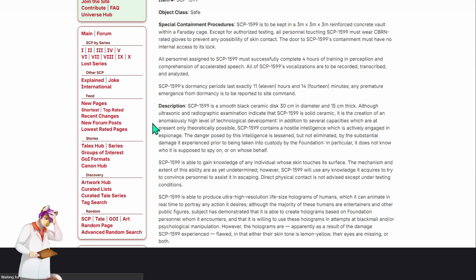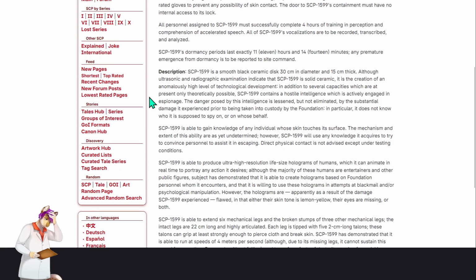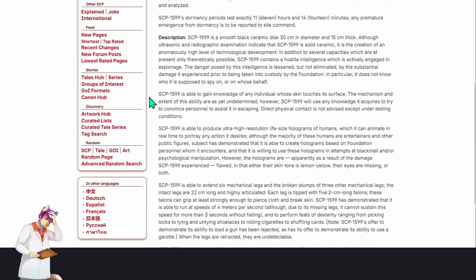SCP-1599 is to be kept in a 3x3x3 meter reinforced concrete vault within a Faraday cage. Except for authorized testing, all personnel touching it must wear CBRN rated gloves to prevent any possibility of skin contact. The door to the containment must have no internal access to its lock. All personnel assigned to it must successfully complete 4 hours of training in perception and comprehension of accelerated speech. All of 1599's vocalizations are to be recorded, transcribed, and analyzed. Its dormancy periods last exactly 11 hours and 14 minutes, and a premature emergence from dormancy is to be reported to Site Command.